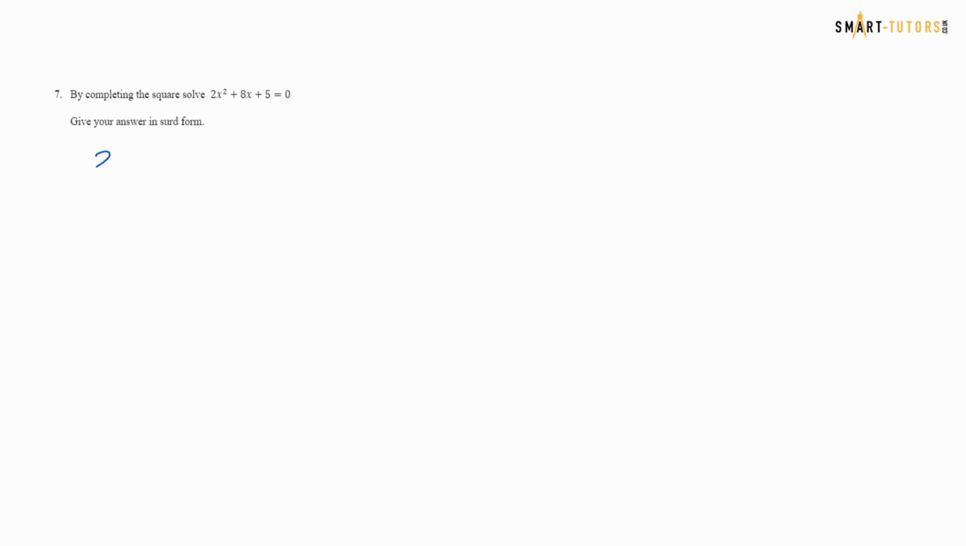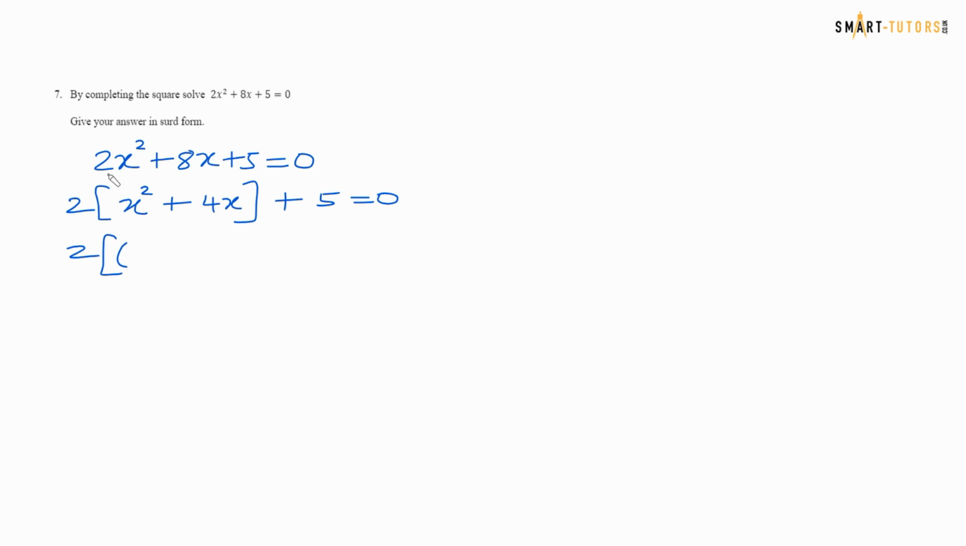2x squared plus 8x plus 5 equals 0. So solve and give your answer in surd format. So I'm going to take the 2 out of the brackets. So x squared plus 4x, plus 5 separately, equals 0. So 2 times x squared is x plus half of 4 is 2, whole thing squared, minus 2 squared is 4, bracket close, plus 5 equals 0.